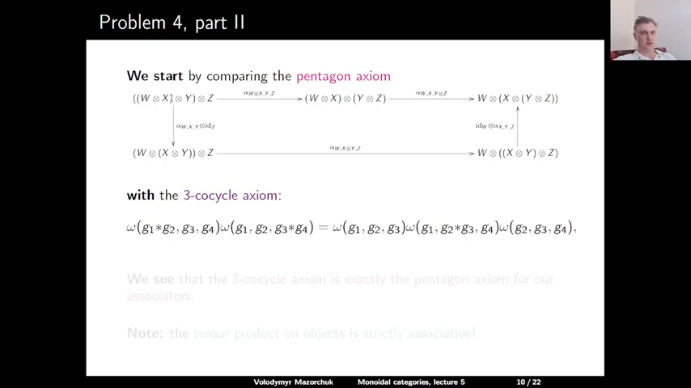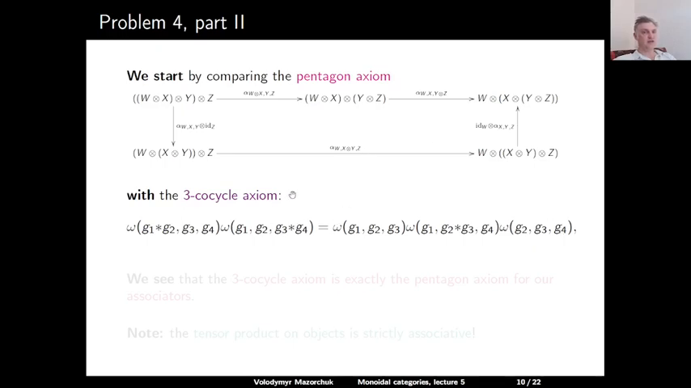Now let's look at this second path in the Pentagon axiom, of length 3. The first arrow here is identity times the associator for W, X, and Y. So this corresponds to the factor omega(g1, g2, g3). Here in the middle, we have alpha for W, X tensor Y, and Z. This corresponds to omega for g1, g2 times g3, and g4. And finally, here we have alpha for X, Y, Z. This corresponds to omega for g2, g3, and g4.